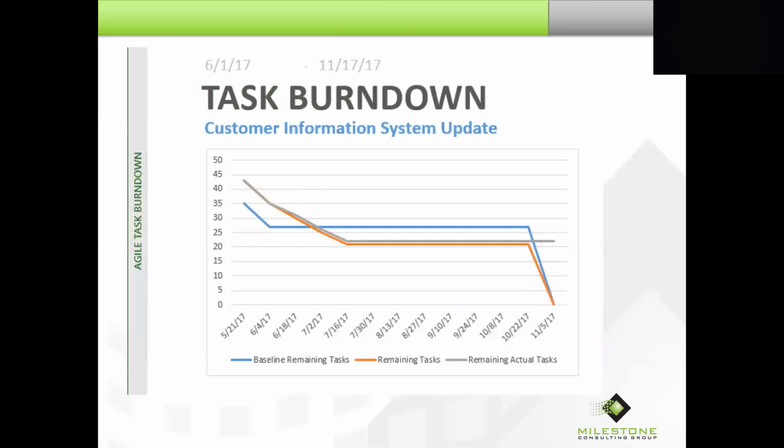There is a task burn down. It's native in Project Professional 2016 and 2013, but it is task burn down. It's not story point burn down. We just recommend to our clients they can export the information to Excel and then use the graphing capabilities of Excel.